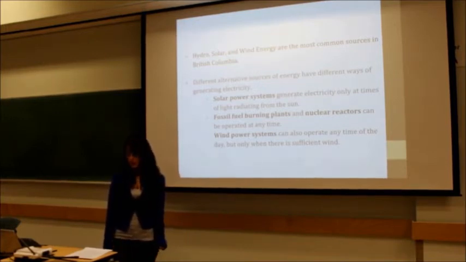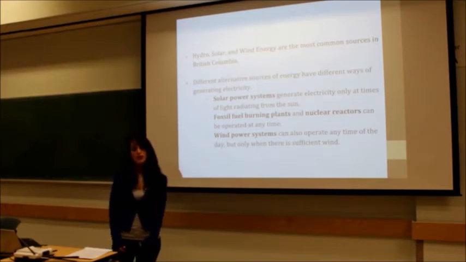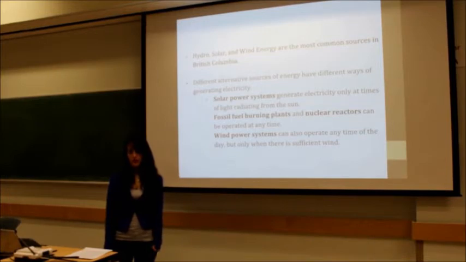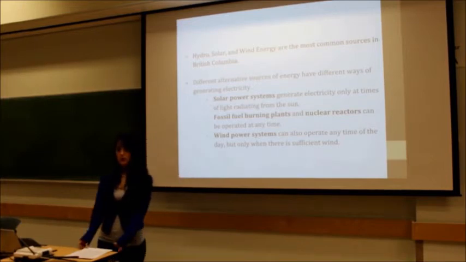For example, solar power systems generate electricity only when the sun shines. Fossil fuel burning plants and nuclear reactors can be operated at any time. Wind power systems can also be operated at any time, but of course only when there's sufficient wind.